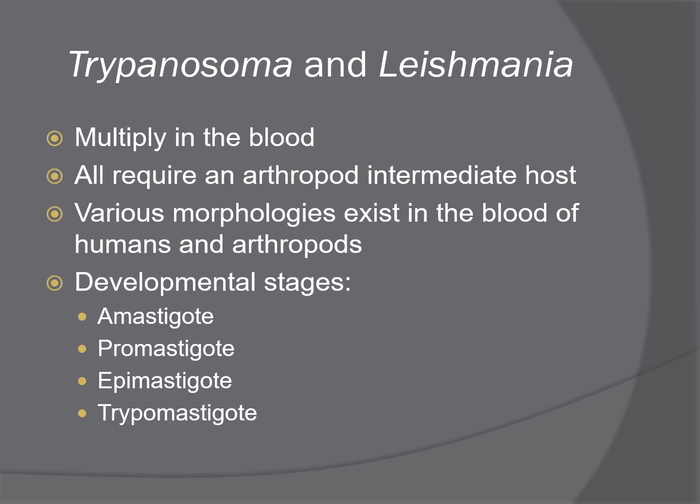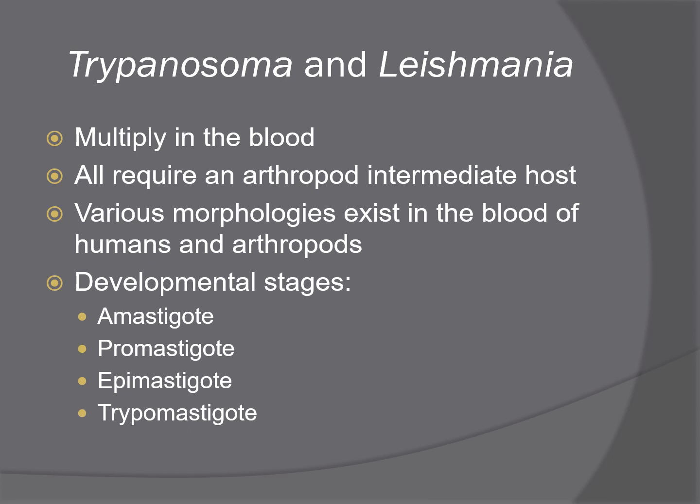Trypanosoma and leishmania multiply in the blood, and they all require an arthropod intermediate host, and we're going to talk about those. There are various morphologies that exist in the blood of humans and arthropods, and there are several developmental stages, or 4 stages, in the life cycle of these organisms. So the life stages in the organisms trypanosoma and leishmania would include the amastigote, the promastigote, the epimastigote, and the trypomastigote. And we're going to talk about all of those stages in upcoming slides.